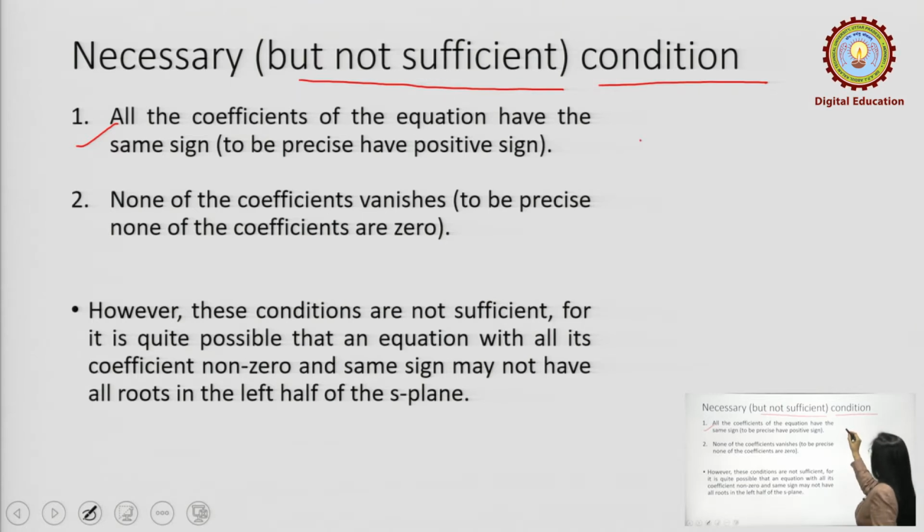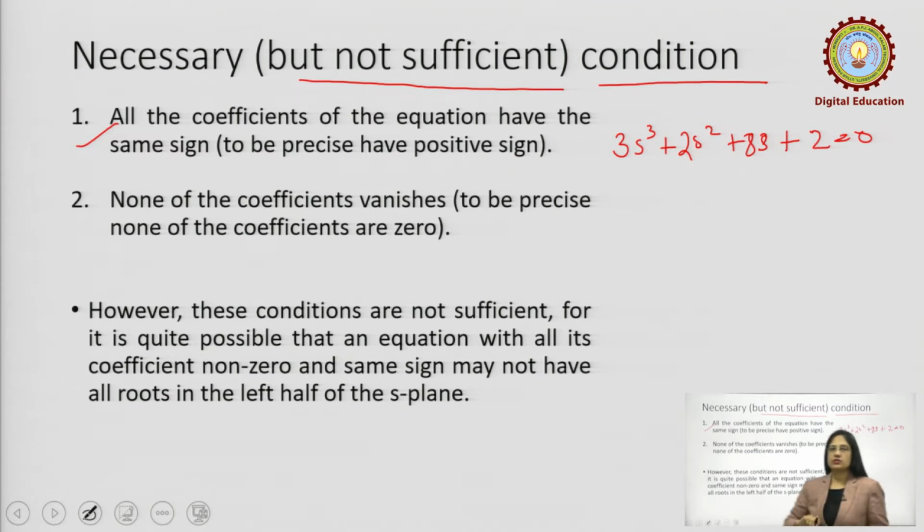For example, we have s cube plus s square plus 2 s plus 2 equal to 0. The coefficient here is 3, the coefficient here is 2, the coefficient here is 8 and 2. So, it means that all coefficients of the equation have the same sign and constant values, and none of the coefficients vanish, that is, there is no coefficient with a 0 value.